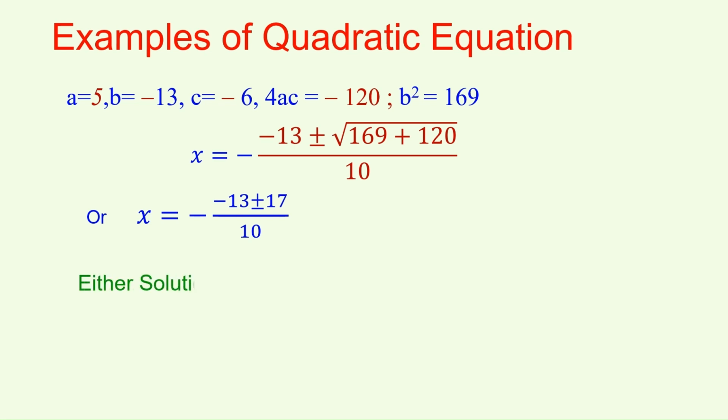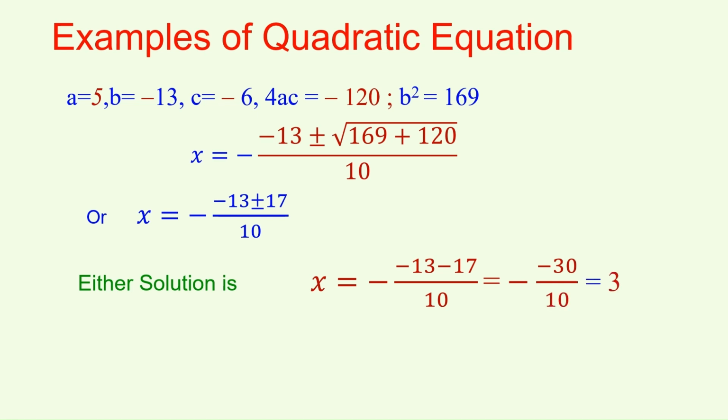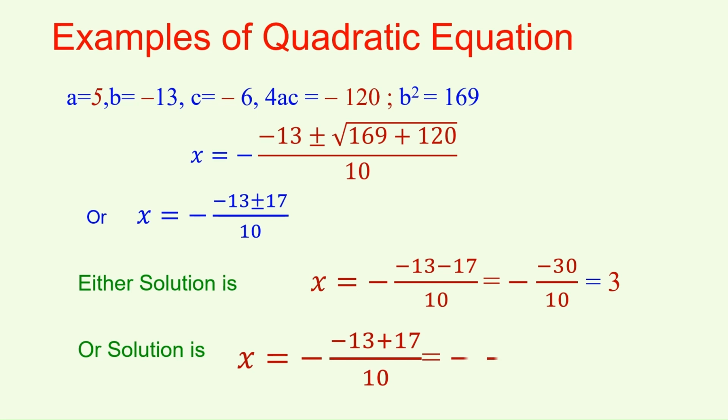Put the values in the formula we have. Solution is either x equals (minus 13 minus 17) divided by 10 equals minus 30 divided by 10 equals minus 3, or solution is x equals (minus 13 plus 17) divided by 10 equals plus 4 divided by 10 equals 0.4.